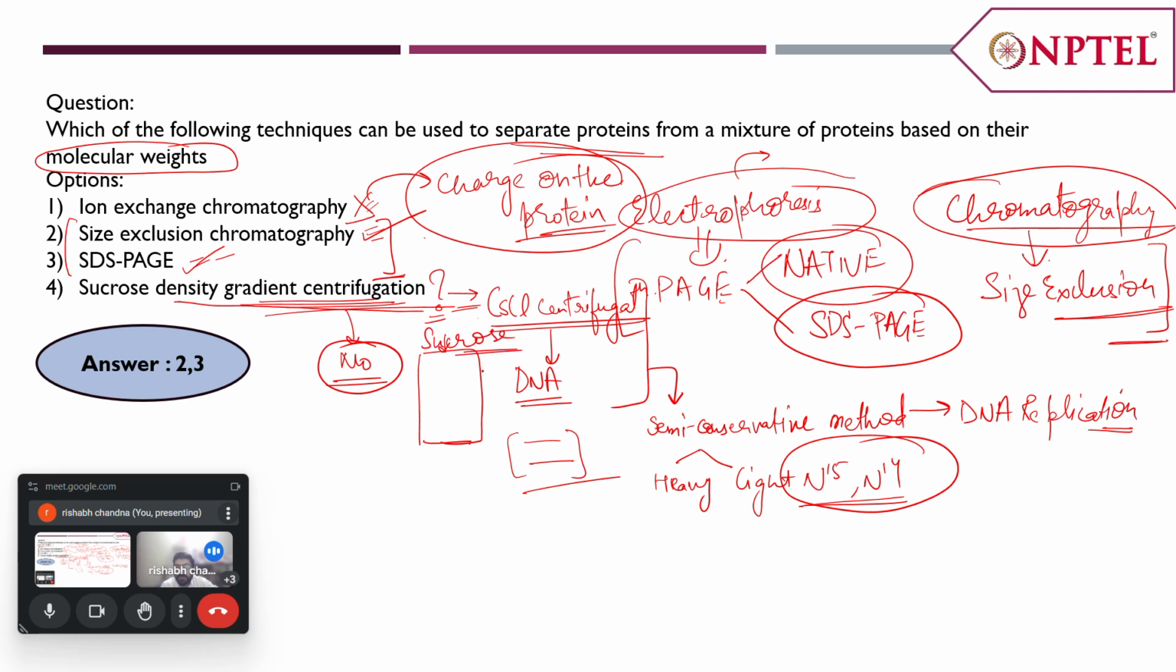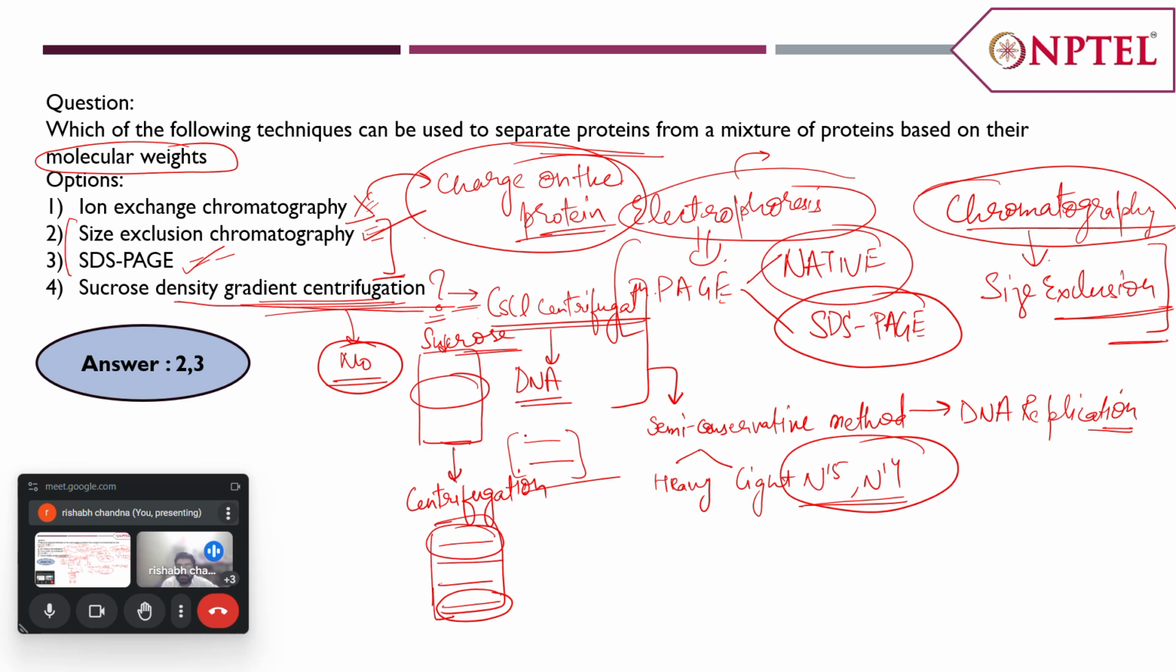Now, in that case, if we add a mixture of proteins in this sucrose gradient and run a centrifugation at particular rpm or for a particular time period, then it will help us to separate the proteins based on their molecular weights. The heavier would reach the bottom and the lighter would reach the top. Likewise, a similar technique was used by Meselson and Stahl to prove the semi-conservative method of DNA replication.